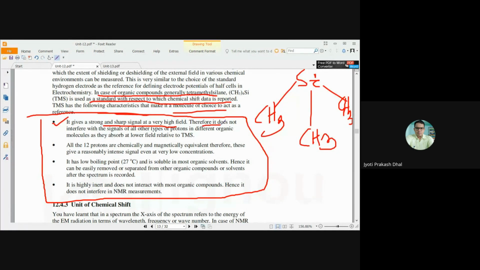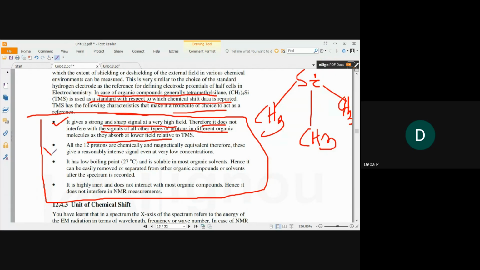Therefore, it does not interfere with the signals of all other types of protons in different organic molecules, as they are observed at lower field with reference to TMS. So the first reason why TMS is chosen as a standard is that it gives a strong and sharp signal at a very high field, and due to this, it does not interfere with the signal of other protons of different organic molecules, as they are observed at lower field with respect to TMS.